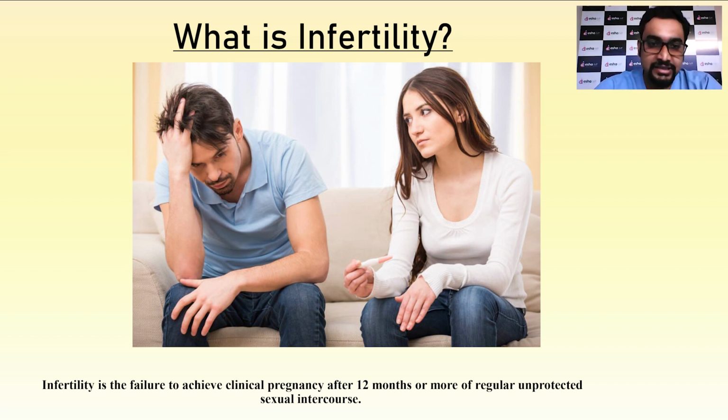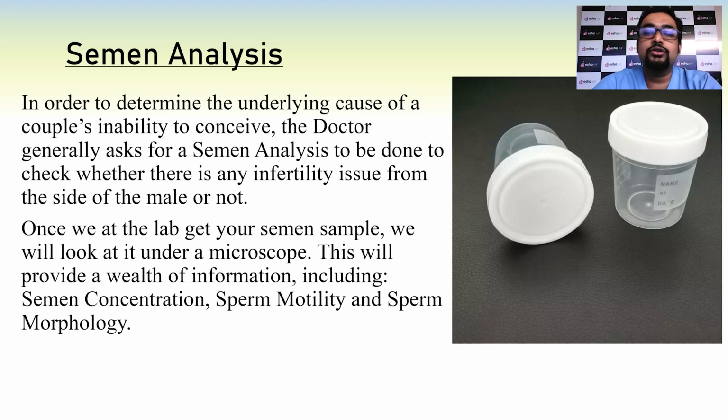So, how to deal with this infertility? How to bring a solution, or how to understand whether the infertility is from the side of the male or the female? For the case of the male, we have to go for semen analysis. In order to determine the underlying cause of a couple's inability to conceive, the doctor generally asks for a semen analysis to be done to check whether there is any infertility issue from the side of the male or not.